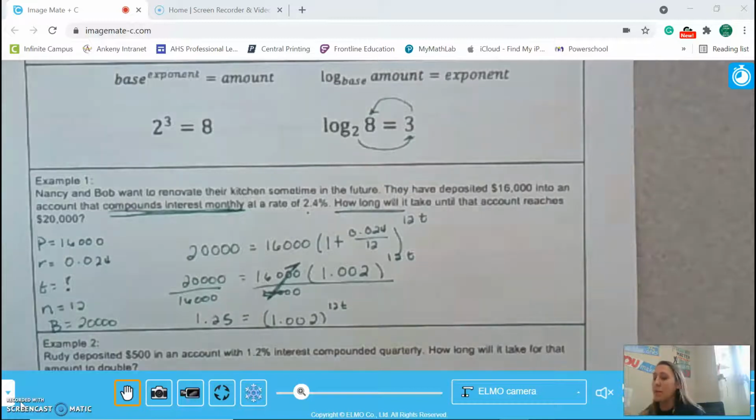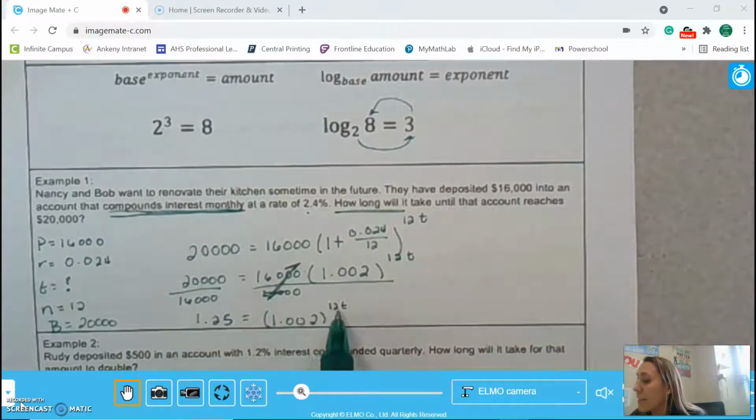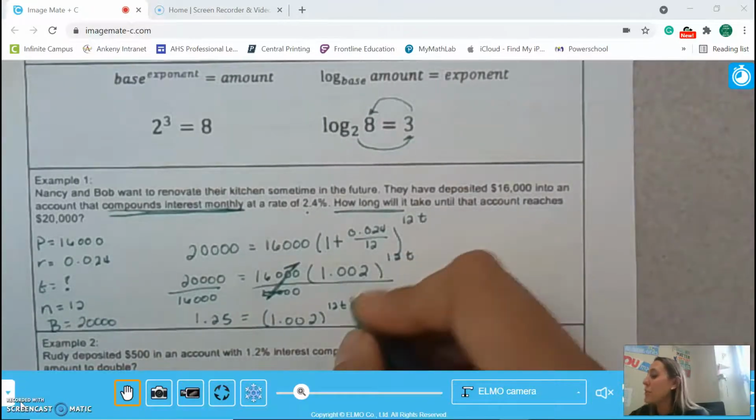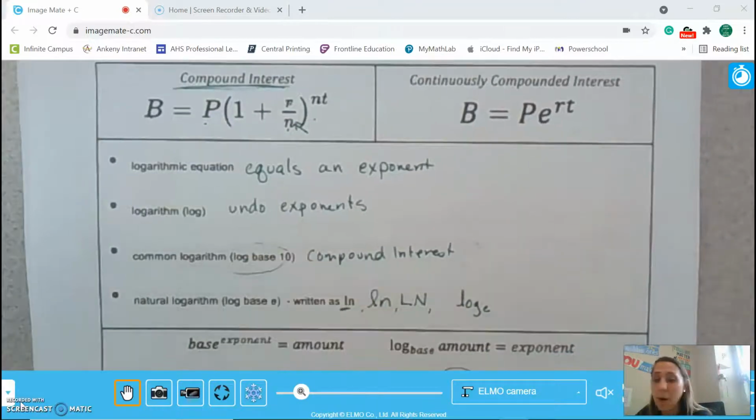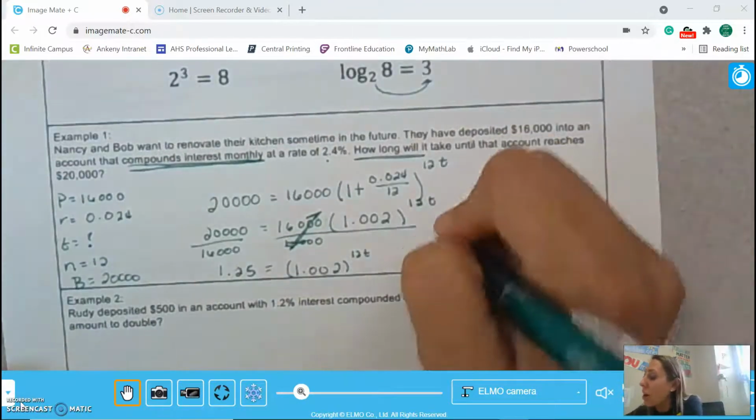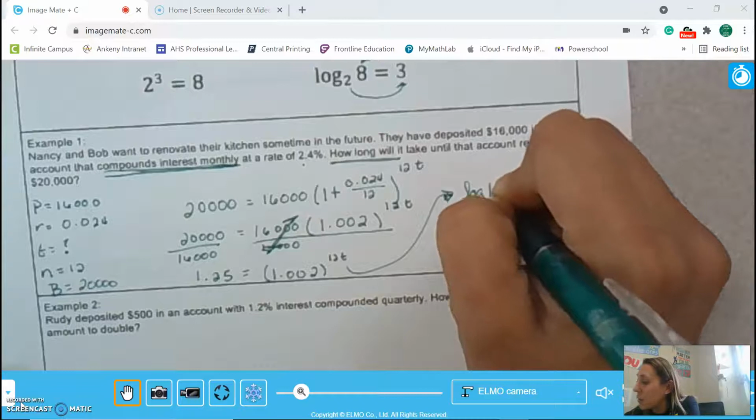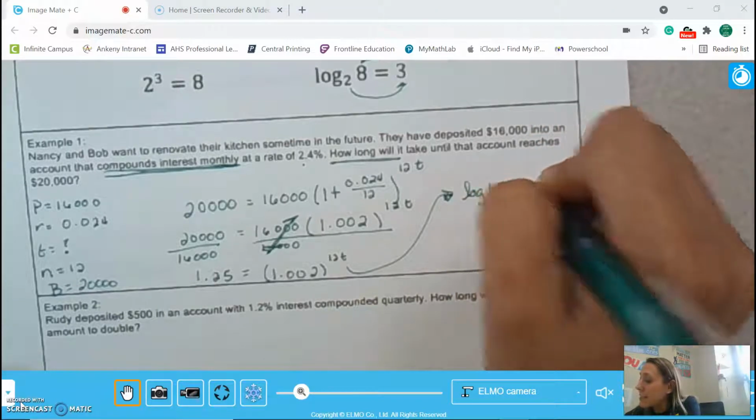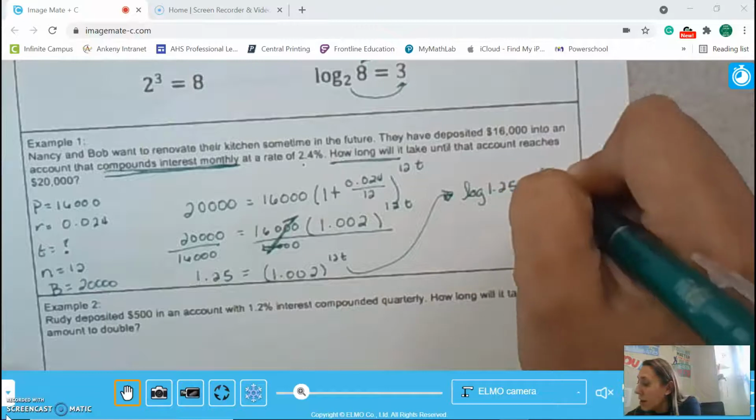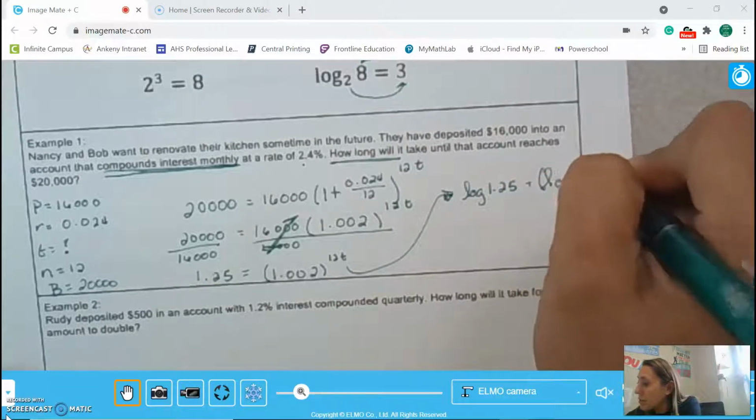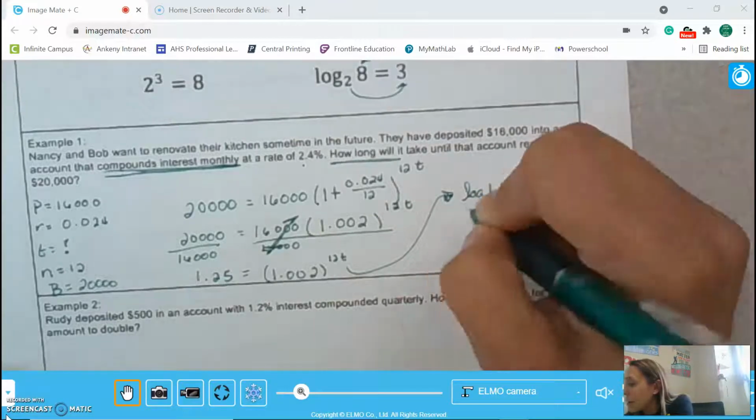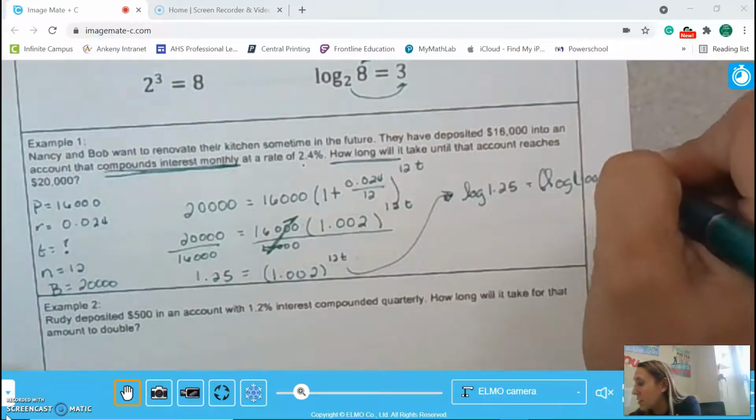Okay, so we know some rules about logs: if I take the log of this, I can move this exponent out front. If I take the log of one side, I need to take the same exact log of the other side. We already talked about how we are going to use the common log. So I am going to take the log of this side, 1.25, and it's going to be equal to log of 1.002. And then this 12t now comes down since I took the log.